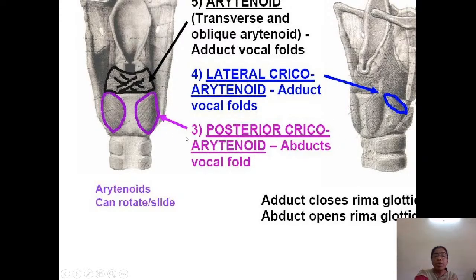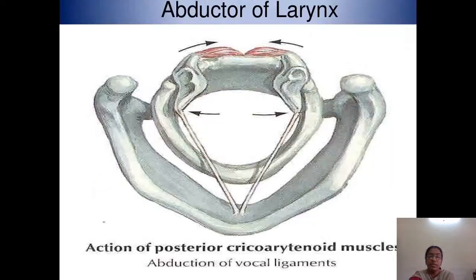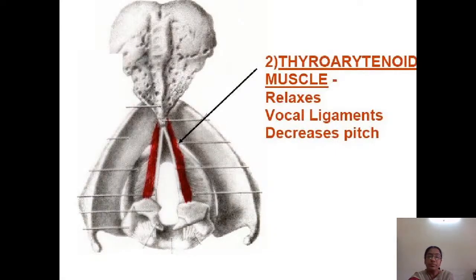Whereas the posterior cricoarytenoid, this is a posterior view, is helpful for abduction, meaning opening of the rima glottis. When it is adduction, it closes; when it is abduction, it is opening. So the posterior cricoarytenoid is helpful for abduction of the vocal cords. You can see how it is abducting. So this is an abductor of the larynx.